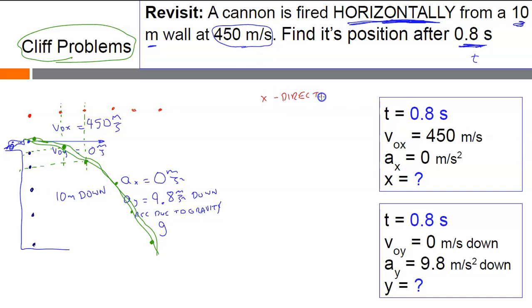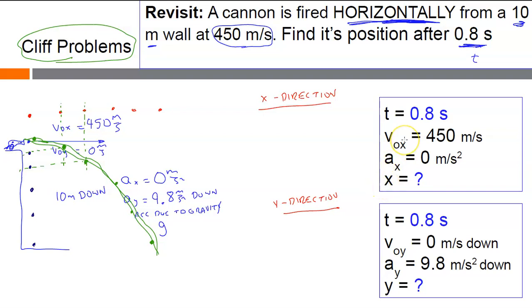and say, well, what happened in the x direction? And then we're going to come back and do it again in the y direction and figure out what happened that way. The two are independent, have nothing to do with each other. So, here's my list of variables. I broke them out. All of the x variables are together. The cannonball is in the air for 0.8 seconds. It was initially moving 450 meters per second. Its acceleration is 0 meters per second squared because gravity does not pull sideways.